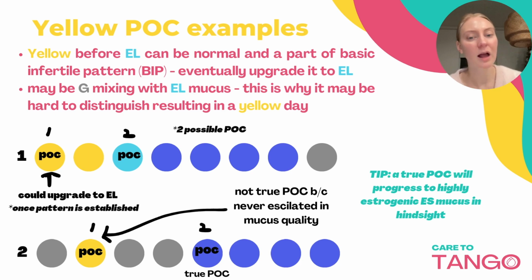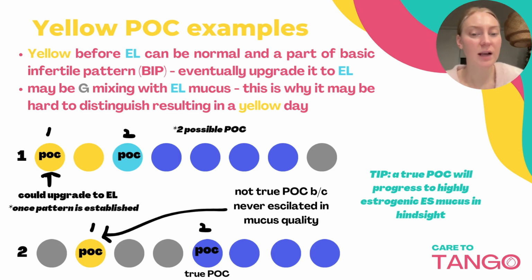So here's an example of a yellow day in action. Yellow before EL can be normal and a part of your basic infertile pattern, so your BIP. And eventually we could upgrade this to EL. It might be that G mucus mixing with EL mucus, and that is why it might be hard to distinguish, resulting in that yellow day.